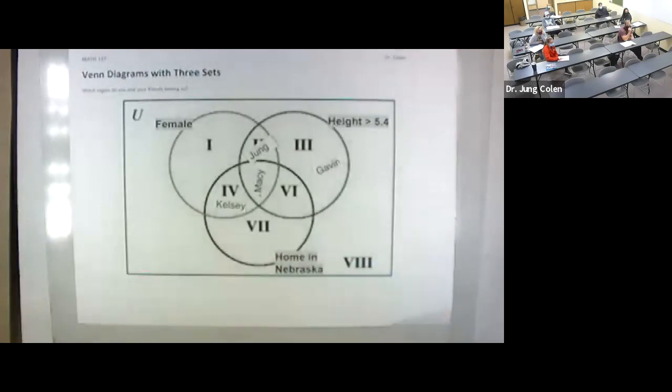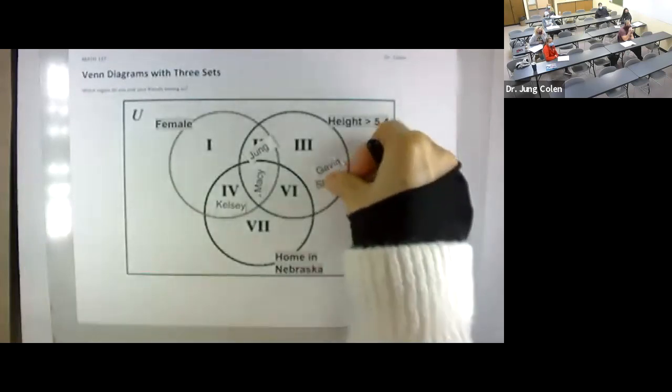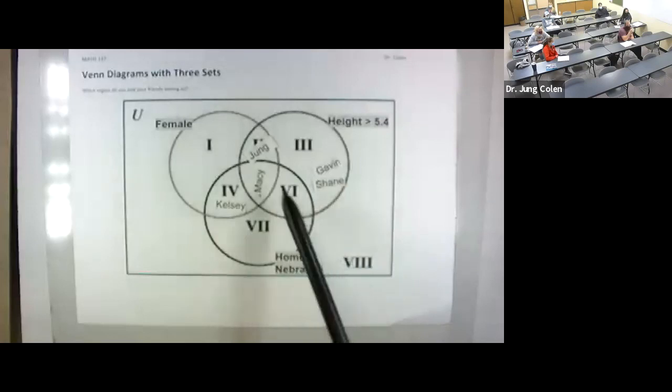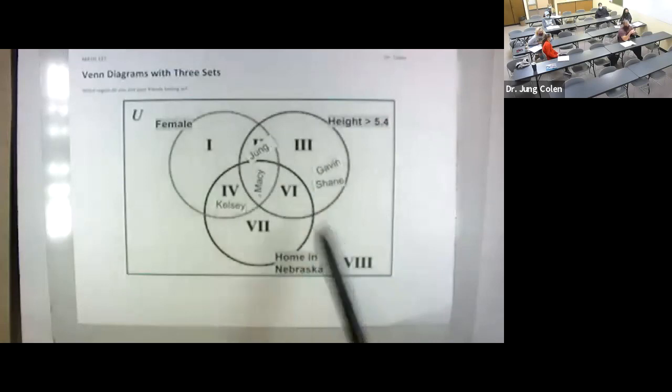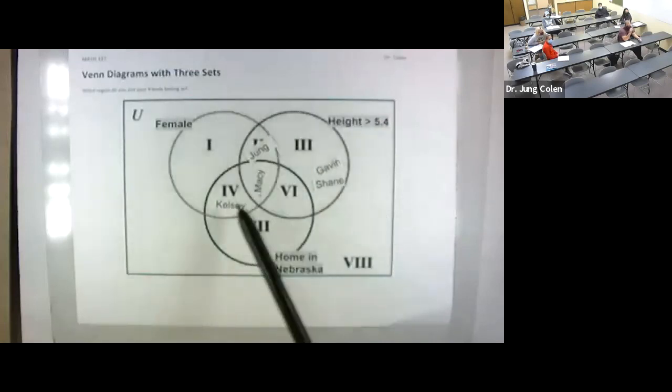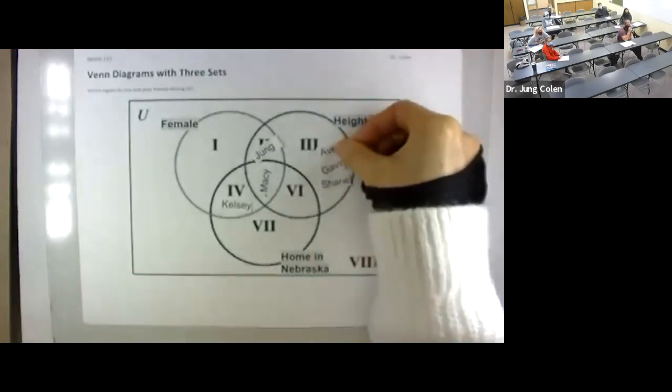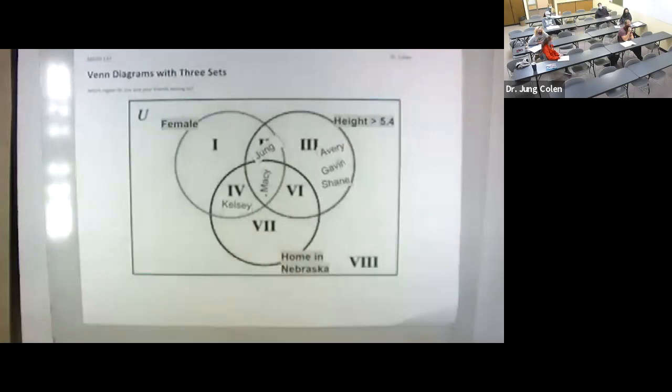How about Shane? Region 3. So talk about it. I'm 5'4". Just kidding, I'm 5'11". My numbers are wrong. Anyway, I'm not a female, and my home is not in Nebraska. Outside. So yeah, okay. Avery, also region 3. Same reason? Yeah, I'm not a female, I don't have a home in Nebraska, and I'm 6'2".